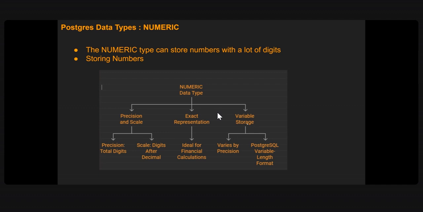Variable storage, and it varies by precision. Postgres uses a variable length format, so whatever the length you give. An example is bigint, which will take like a million or a billion numbers. Even I don't know how many zeros are there in a billion. So when you are declaring data types, you have to make sure which one to use. But it's very easy, guys. When you do this hands-on, you will learn.